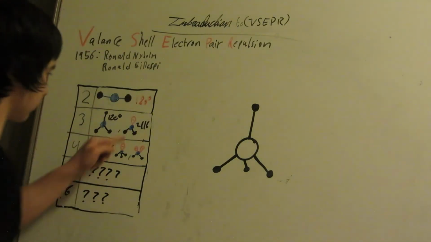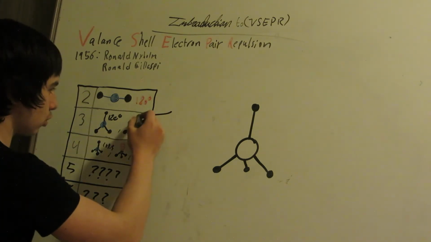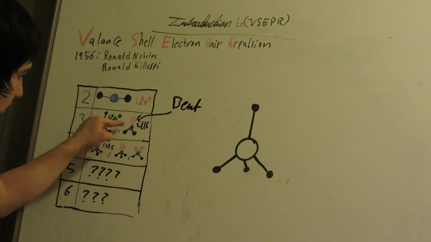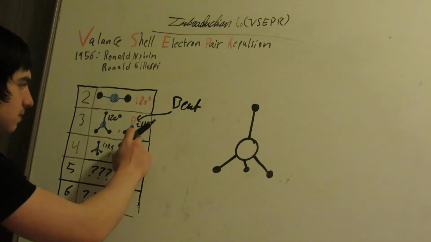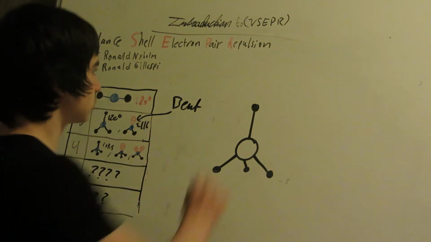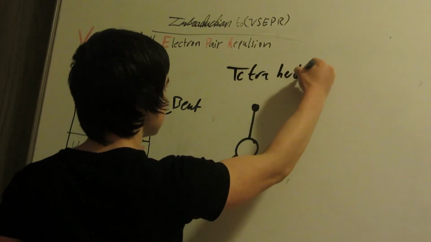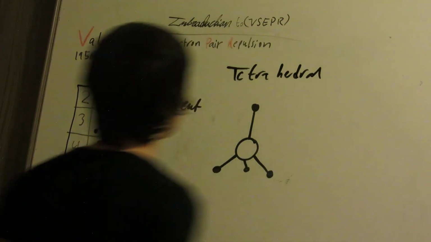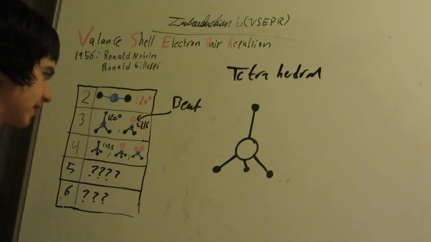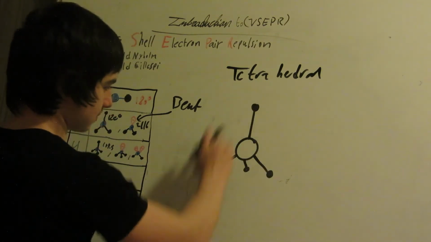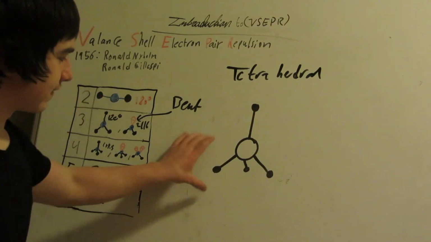Of course, I forgot to mention that name, which is going to be called a bent. So that model right over here is going to be called the bent model, and that one is going to be called a tetrahedron. Alright. So tetrahedral. Tetra for 4, hedral for the 4 atoms. So we want to have a tetrahedral.